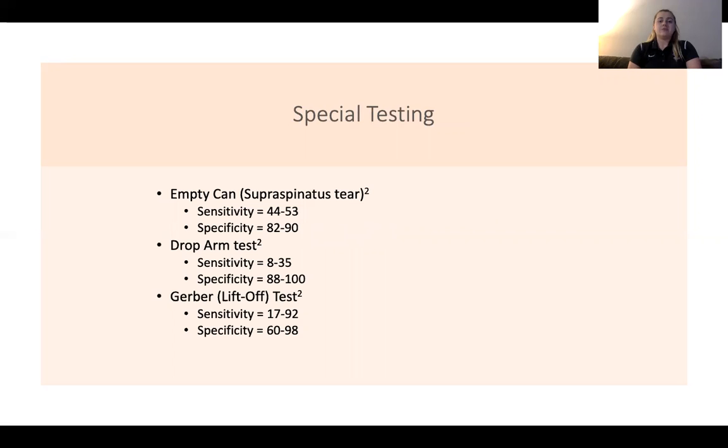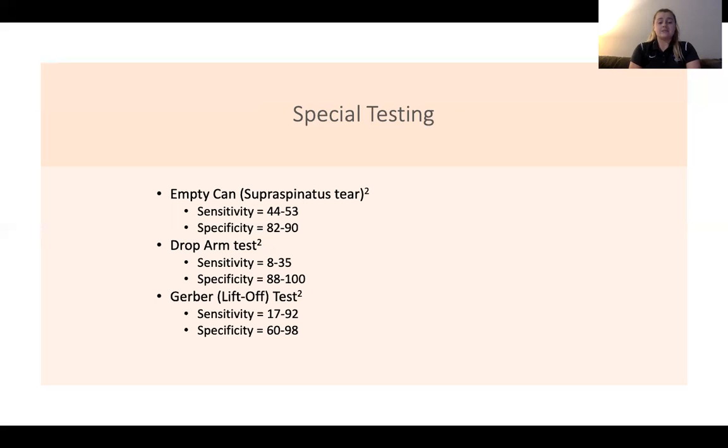Special testing for rotator cuff tear. All of these came from our special test book. The empty can or supraspinatus test, sensitivity ranging from 44 to 53, specificity ranging from 82 to 90. This test has a high likelihood of ruling in the pathology since the specificity is so high. The drop arm test, sensitivity 8 to 35, specificity 88 to 100.